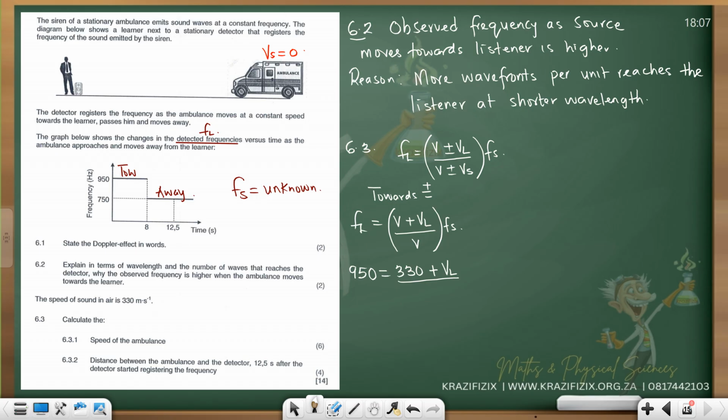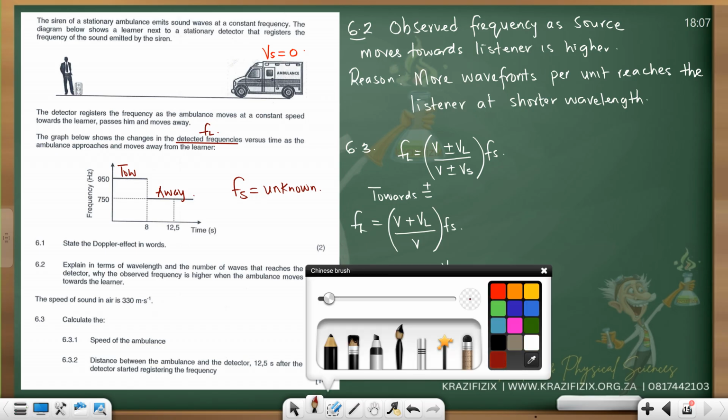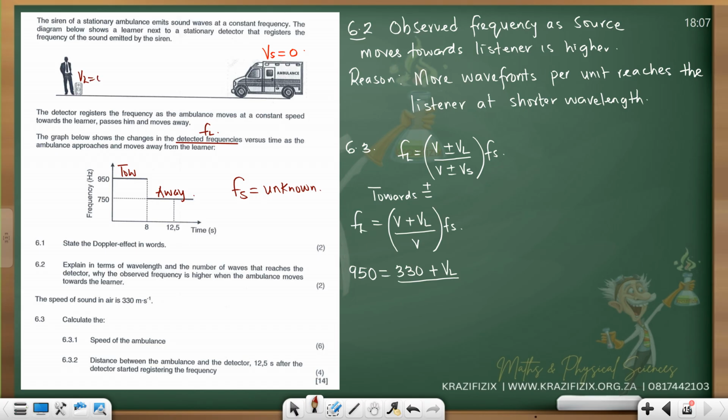We're making a mistake. The diagram shows a learner next to a stationary detector. The detector registers the frequency as the ambulance moves. It is VL that is stationary. This is the detector. That one is moving. So VL is stationary, please, because I could just see that something is wrong.